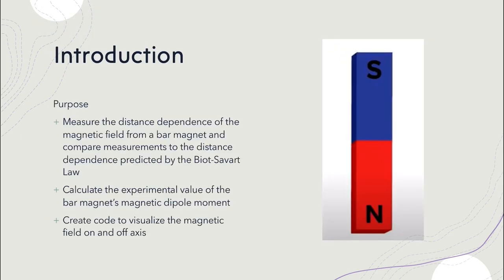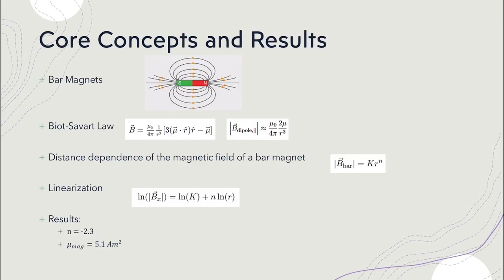So for this lab, there were three main purposes. The first being to measure the distance dependence of the magnetic field from a bar magnet and compare these measurements to the distance dependence predicted by the Biot-Savart law. The second purpose was to calculate the experimental value of the bar magnet's magnetic dipole moment. And the final purpose was to create a computational model to visualize the magnetic field of a magnet on and off axis.